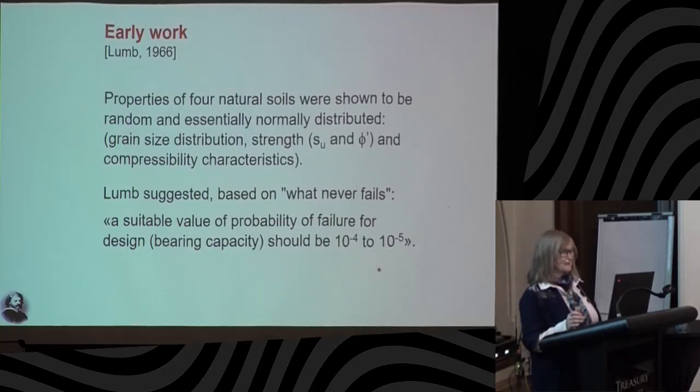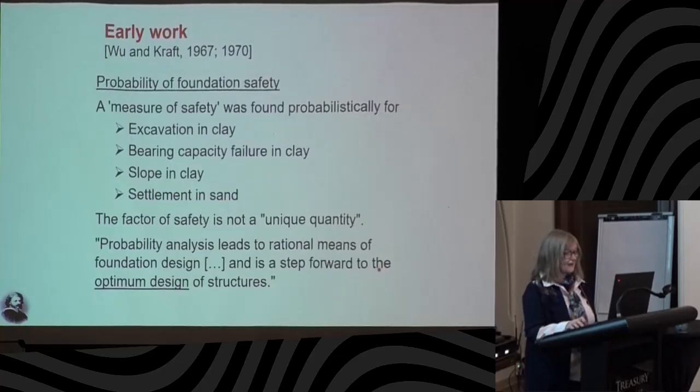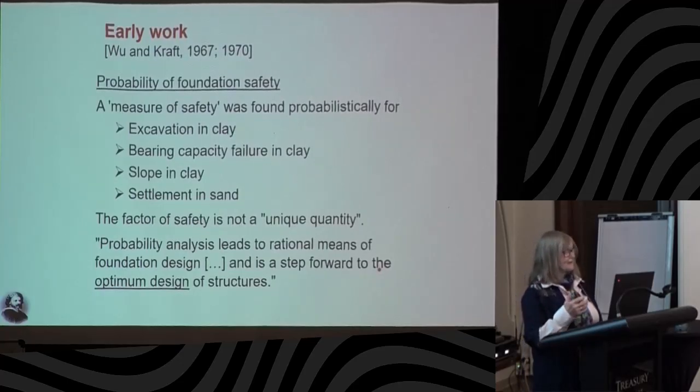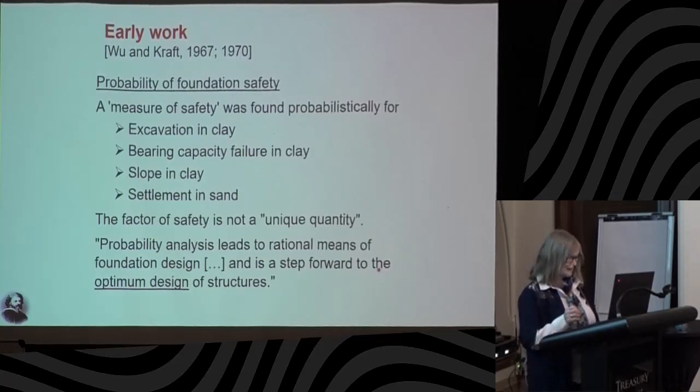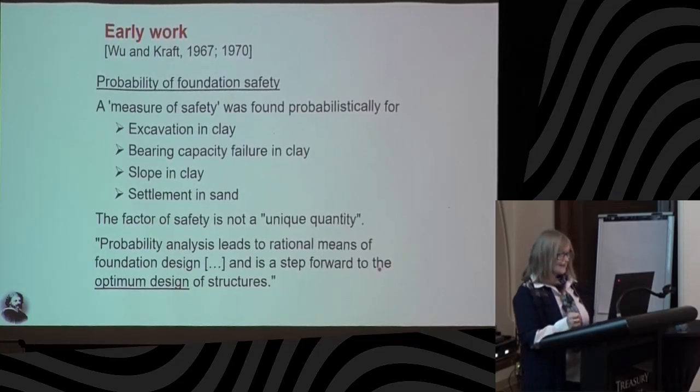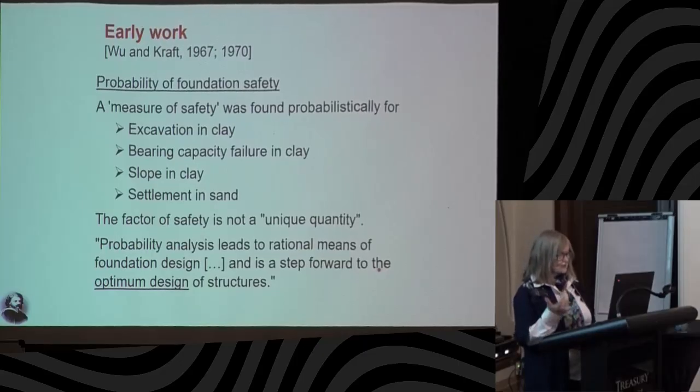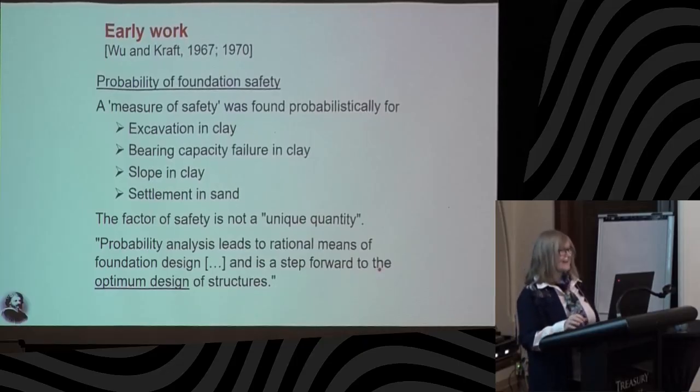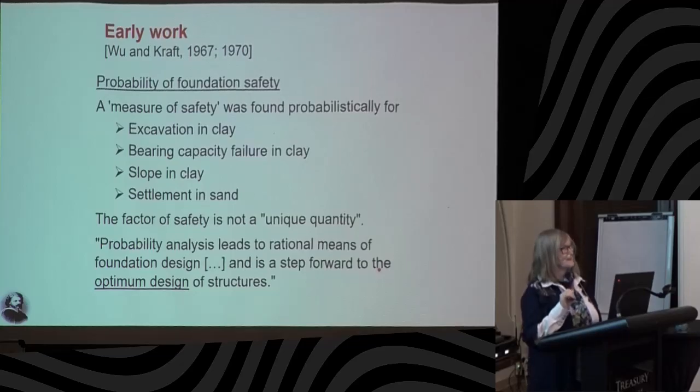He did not specify whether it was per year. At that time, the science was not that advanced. So I believe it may be for the lifetime of the structure he was talking about. And then Wu and Kraft in the United States looked at the probability of foundation safety. That was in the 1970s, a long time before this Rankine lecture. They looked at excavation, slopes, settlement, and they concluded that the factor of safety is not a unique quantity.